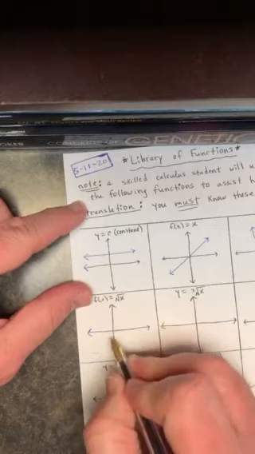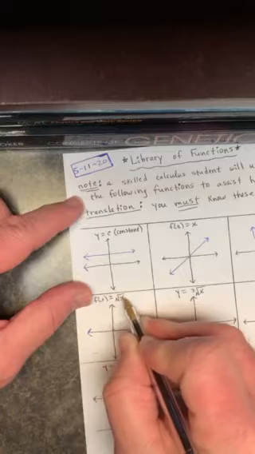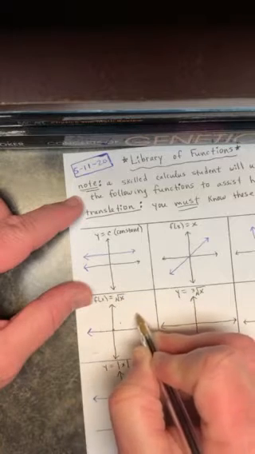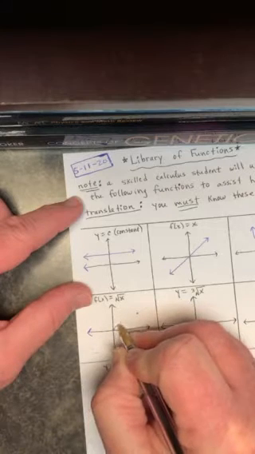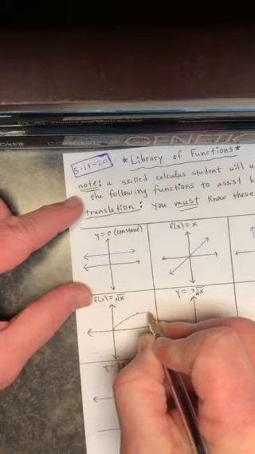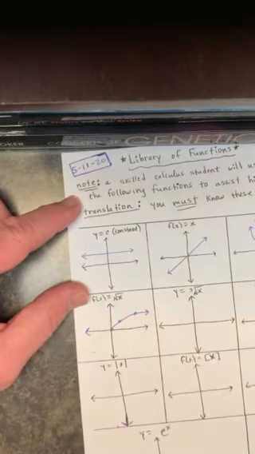If I plugged in 0, I'd get 0. If I plugged in 1, I'd be right 1, up 1. If I plugged in 4, I'd be right 4 and up 2. If I plugged in 9, I'd be right 9 and up 3. That's going to be a slow curve, slowly rising in that direction. Agreed? That's the function radical x.